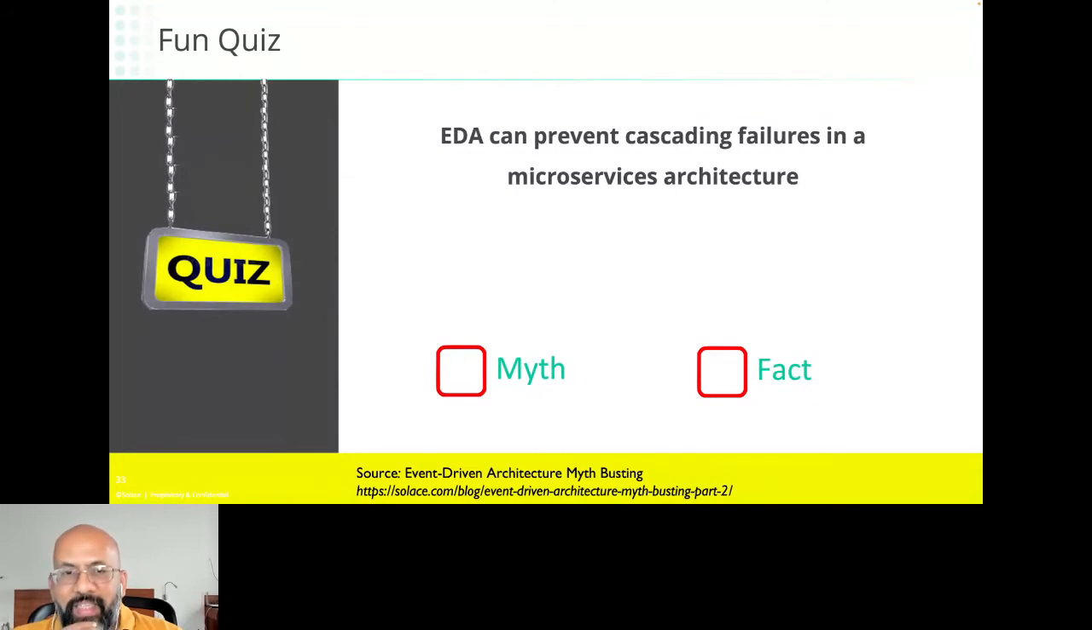Aditya says fact. So I'm reading the statement again. EDA can prevent cascading failures in the microservices architecture. Take a wild guess. There's no right or wrong answer. Anybody else? All right. That's good. It is a fact, right? It does offer the ability to prevent this cascading of failure scenarios. That's one of the issues with our traditional approach.